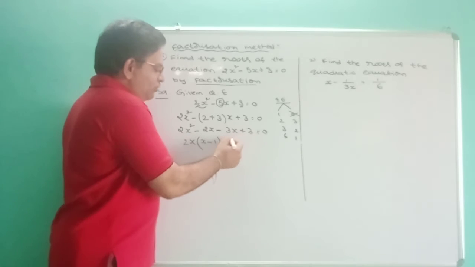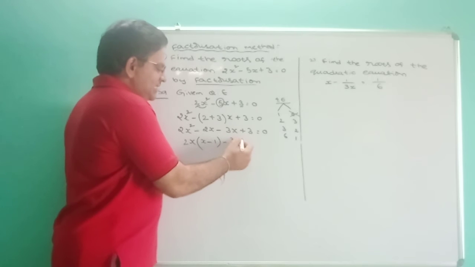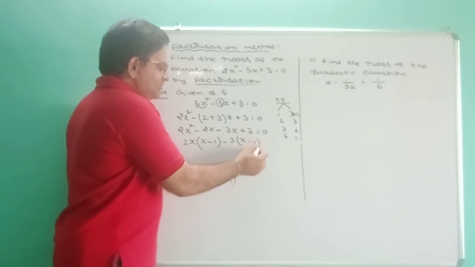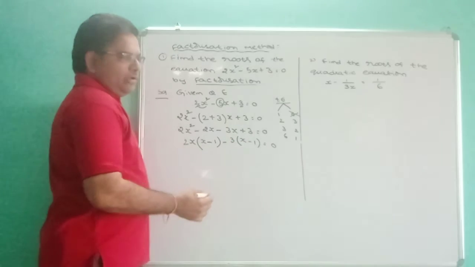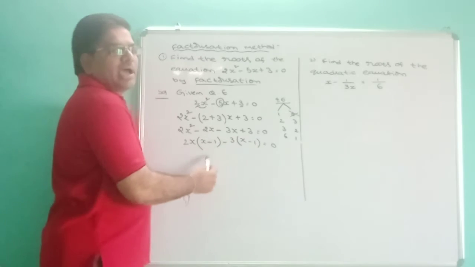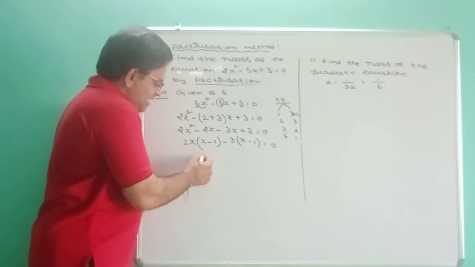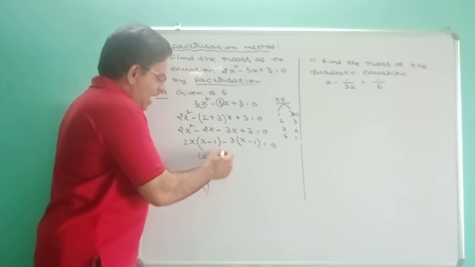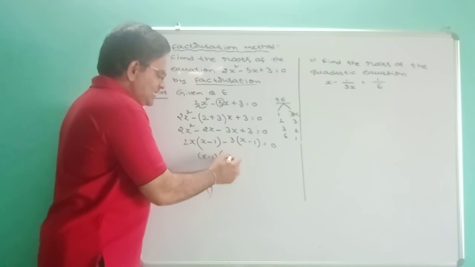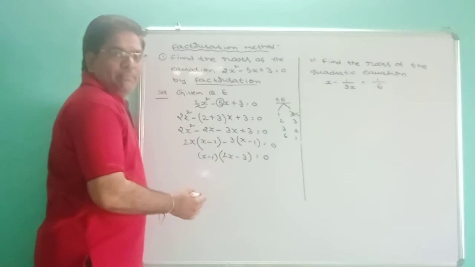Minus, in this 2, what will be the common? That means 3 you take common. Minus 3. That means x minus 1 equal to 0. In this total, x minus 1 is again common. If you take x minus 1 common, that means here 2x, here minus 3, that equal to 0.